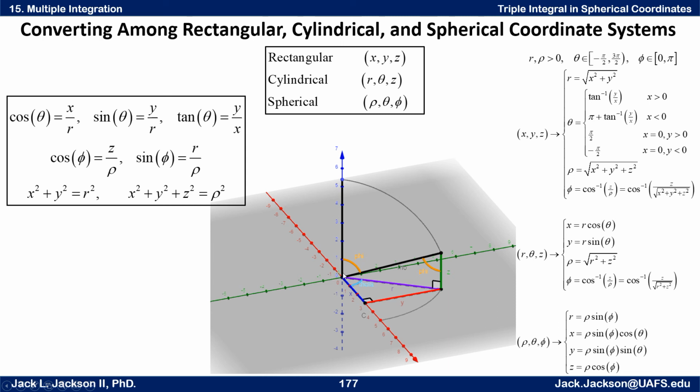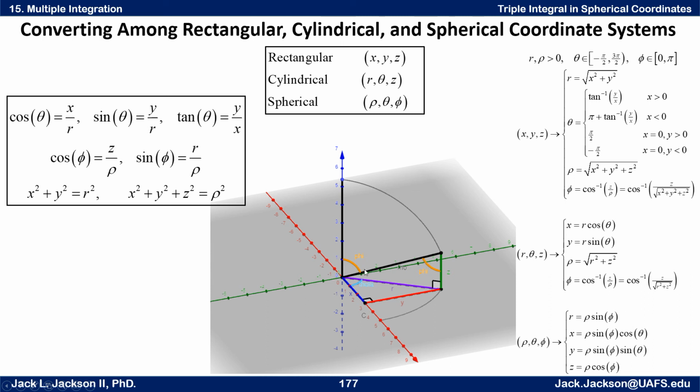But now in spherical coordinates, you go up the z-axis the distance rho, rotate that down toward the x-axis by an angle of phi, and then rotate that in theta. So theta is still going to be the same, but rho is going to be the distance from the origin to that point. These black distances are actually the same. The angle we're looking at is why they don't look quite the same.